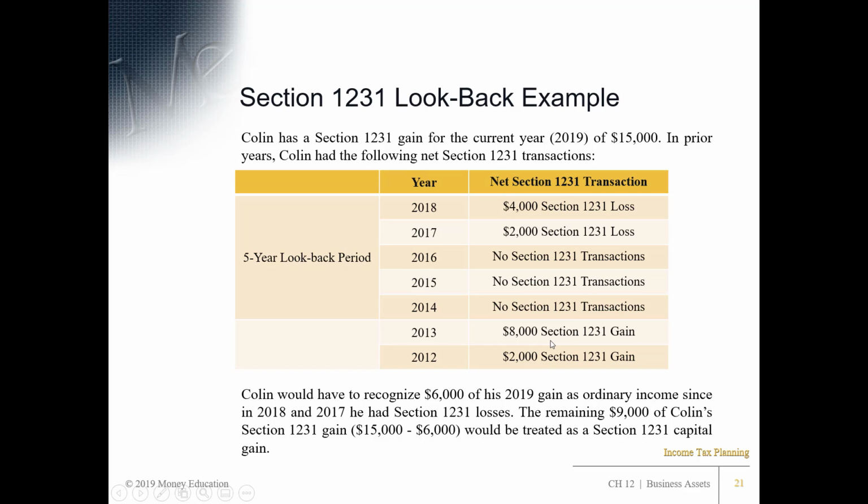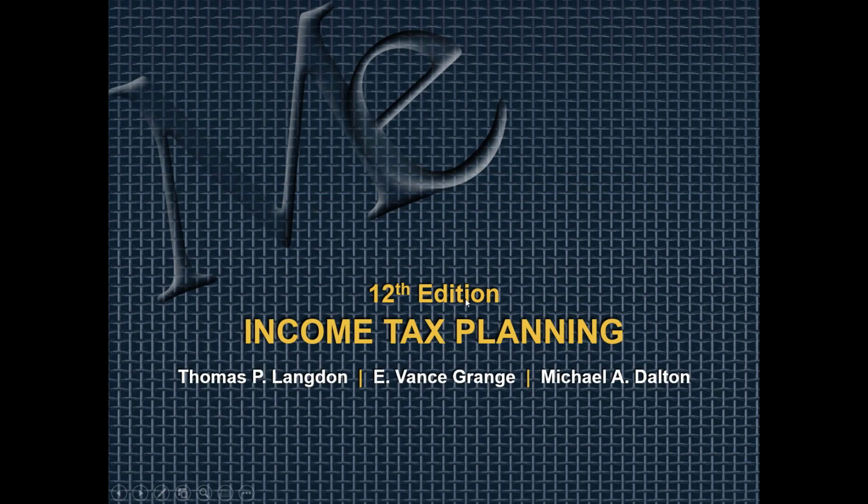So Colin had a section 1231 gain in the current year of $15,000. In prior years, he had the following net transactions: a loss in 18 of 4, a loss in 17 of 2, no transactions in 16, 15, 14, an $8,000 gain in 13, and a $2,000 gain in 12. Colin would recognize $6,000 of his gain as ordinary, since in 18 and 17 he had losses. The remaining $9,000 would be treated as capital. And that's an overview of the slides from chapter 12.